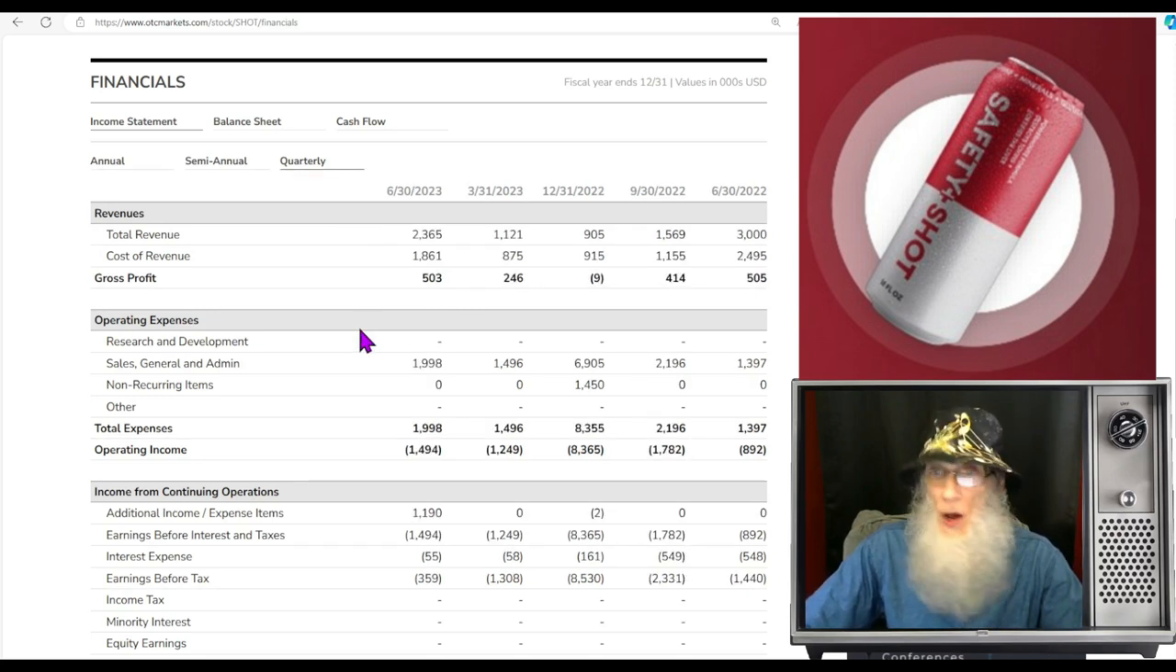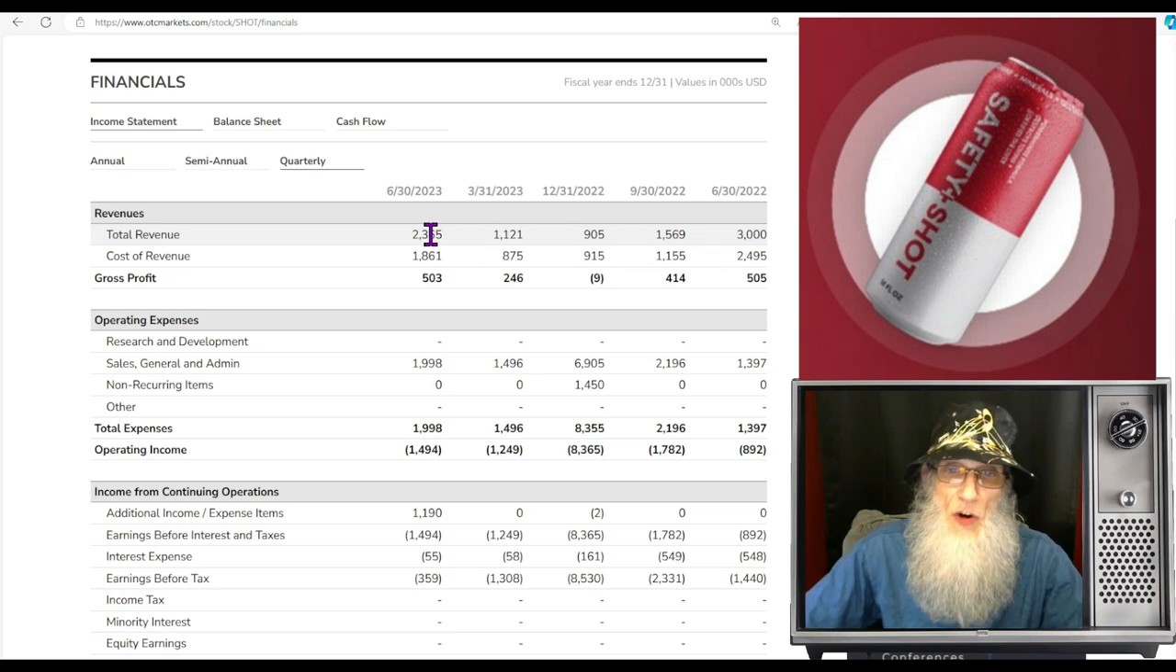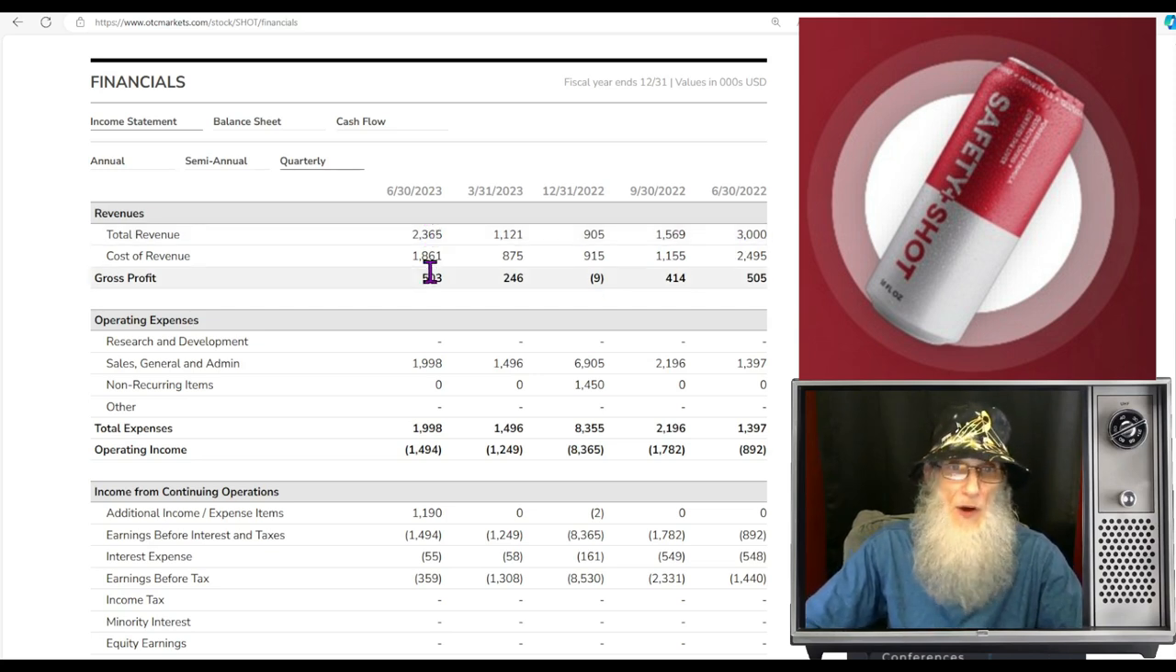Quarterly? Well, a year ago, they were doing pretty good, $3 million. They dropped and were coming back up. And currently at the last financial in June, we were at $2.3 million. They got to keep a half a million.